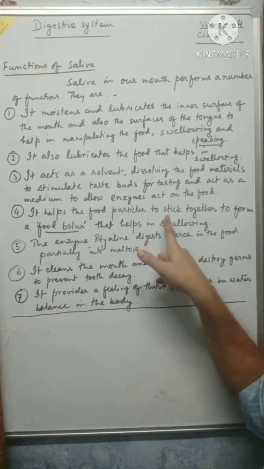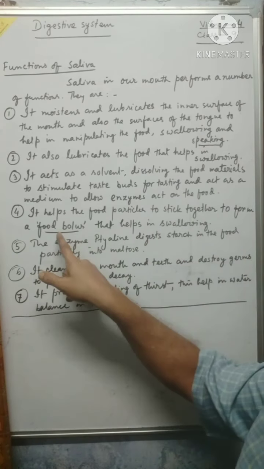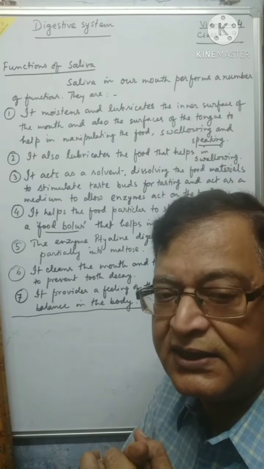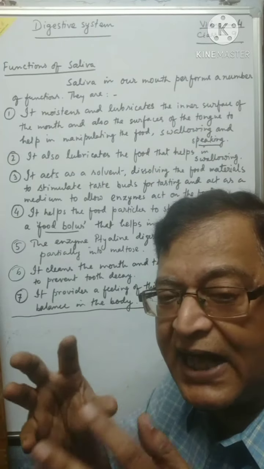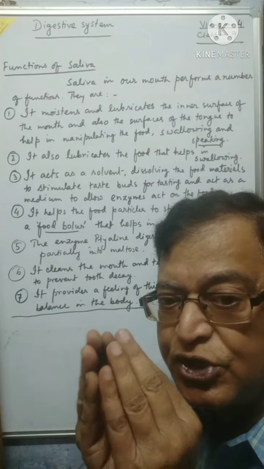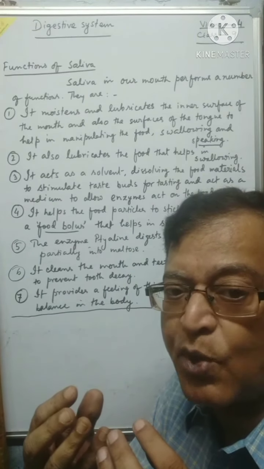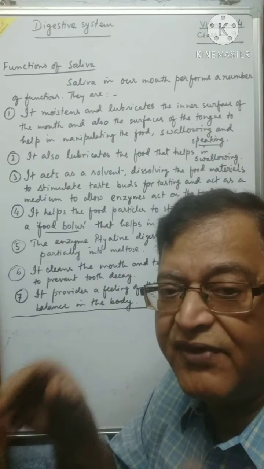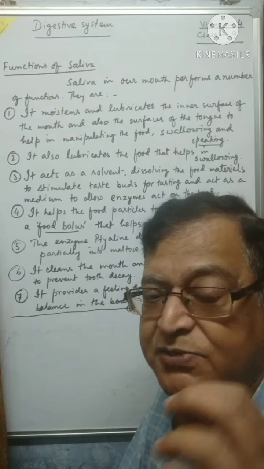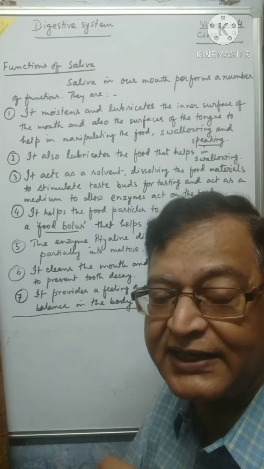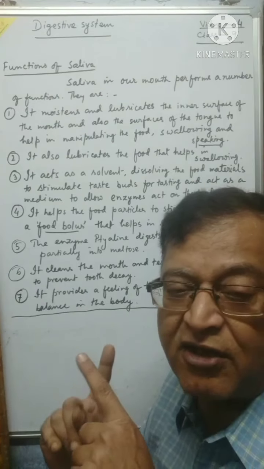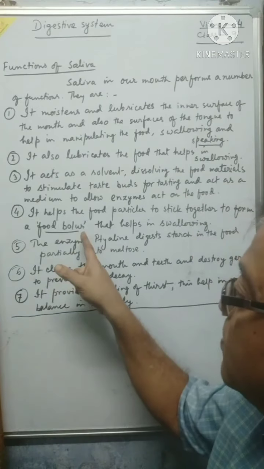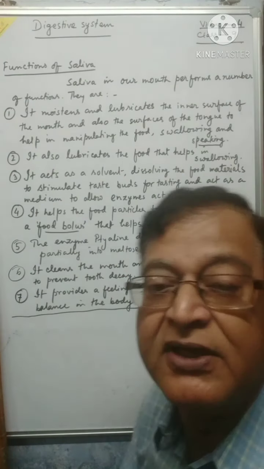It helps the food particles to stick together to form a food bolus. A rounded food ball is formed during the time of chewing. The food is manipulated by the tongue, and after manipulation the small particles should stick together so that they can be swallowed together. If they are not sticking together, then they will be spread all over the mouth and it will be very difficult to swallow. Not only that, small particles may go into our respiratory tract, which is very dangerous. So this sticky condition of saliva helps the food particles to stick together to form a food ball. We call it food bolus, which helps in effective swallowing.